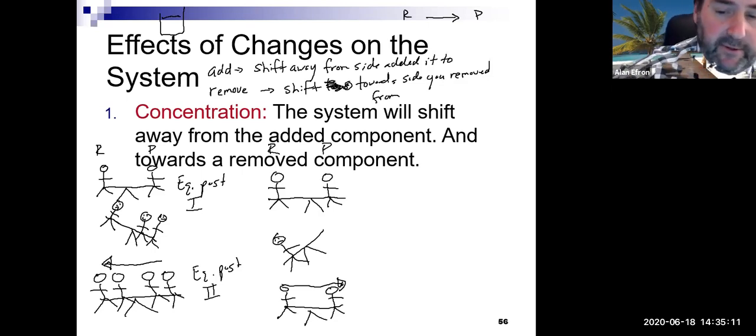The adding part's pretty simple. The adding part's like you take it off the shelf and you pour it into the beaker, right? So if I want to add a reactant or want to add a product to this beaker, I just simply take it and pour it in there, right? And I obviously would have added more.